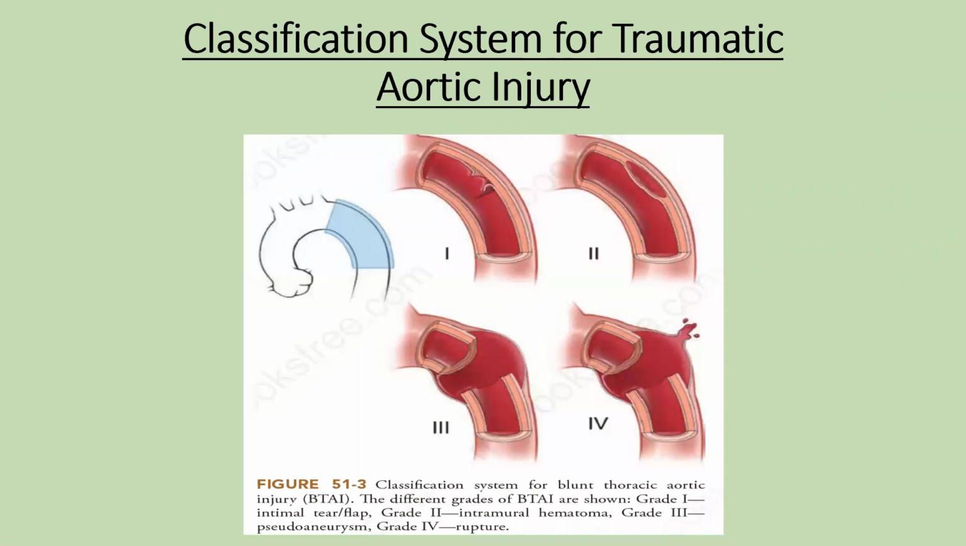Classification system for traumatic injury: we have 4 grades. Grade 1 demonstrates an intimal tear or flap. Grade 2 demonstrates an intramural hematoma with significant change in the external contour of the aorta. Grade 3 is a pseudoaneurysm with extension beyond the normal contour of the aorta, and grade 4 is the rupture of the pseudoaneurysm.